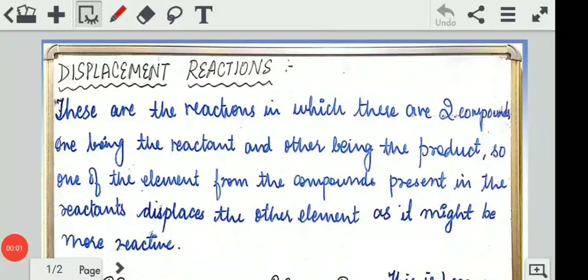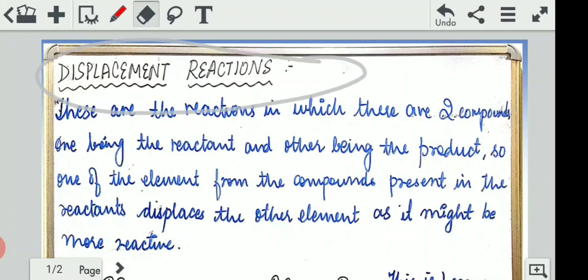Hello students, in the previous videos we have already learnt about combination and decomposition reactions. So moving ahead with the further types of reactions, the next category is displacement reactions. Now what do you mean by displacement reaction?